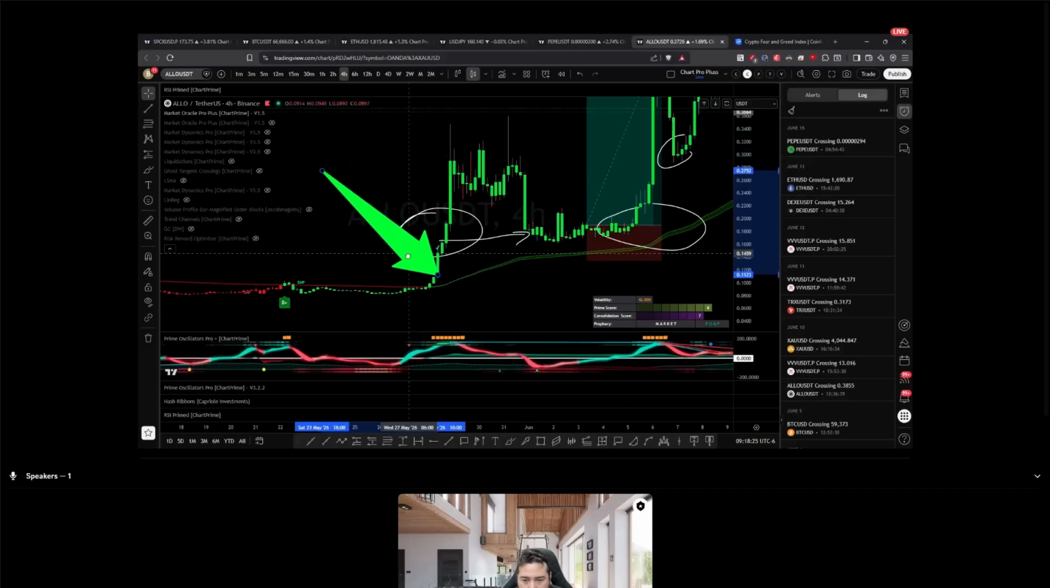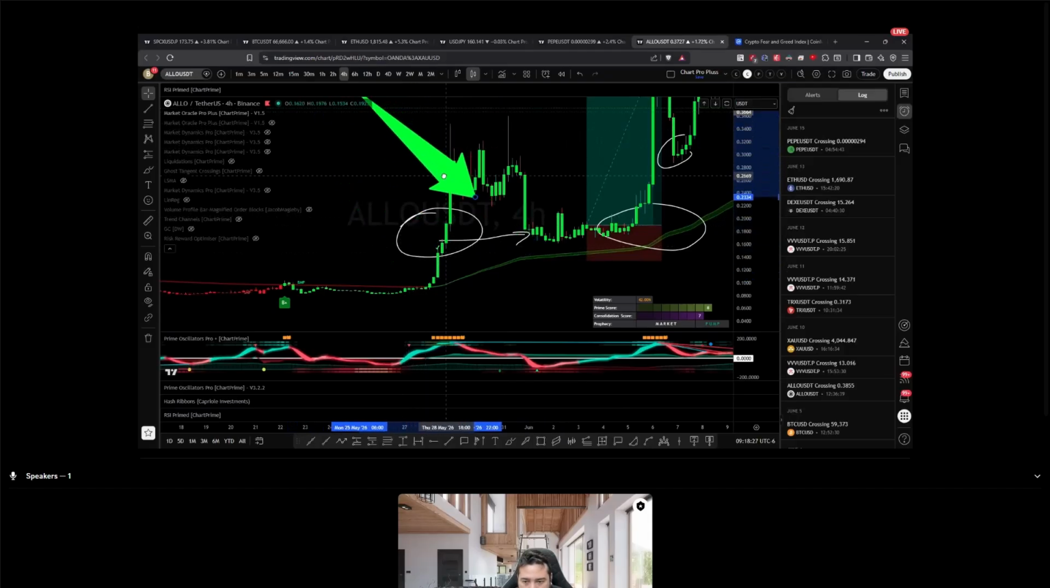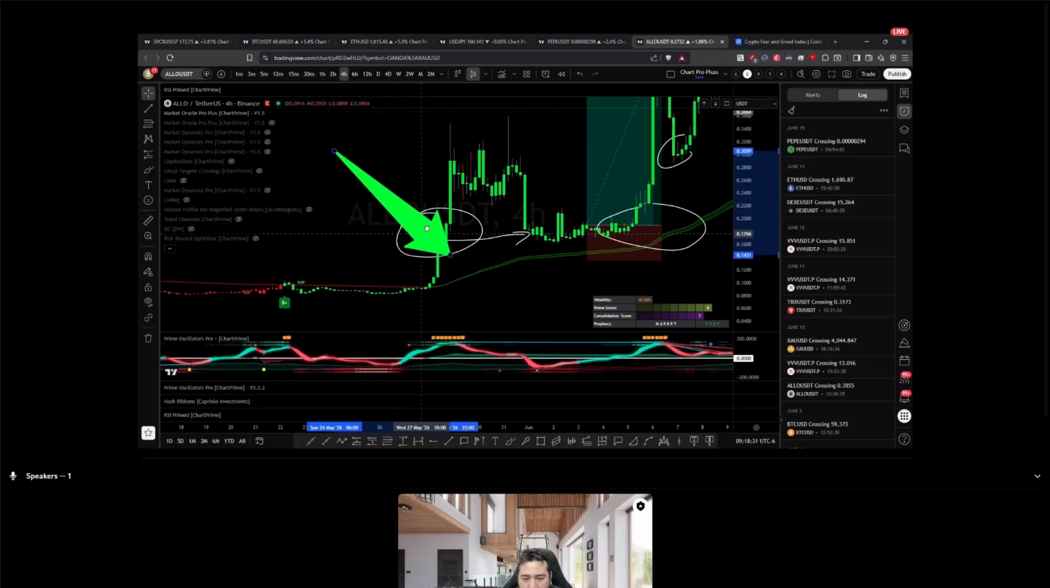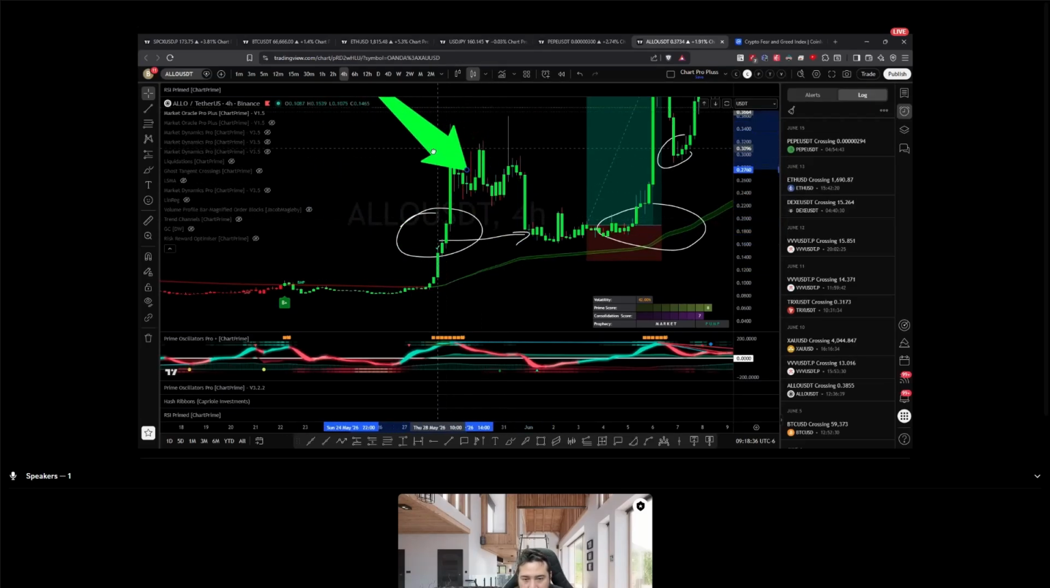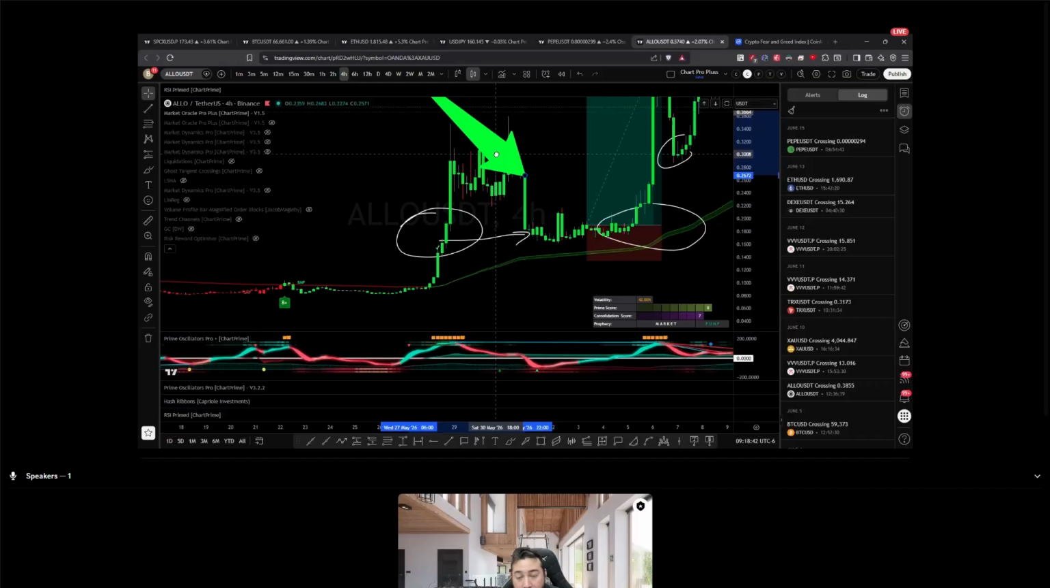For example, in here, when it's coming down, the retracement was up. And when it was overall coming up, the retracement was down. Depending on how many candles and the movement that you're measuring, the retracement is to the opposite side of the main movement.